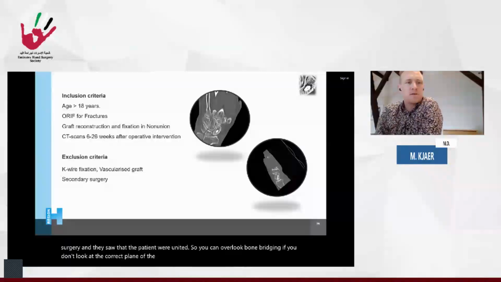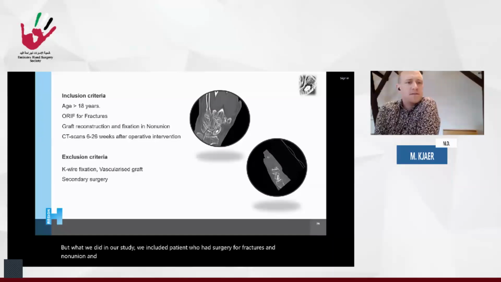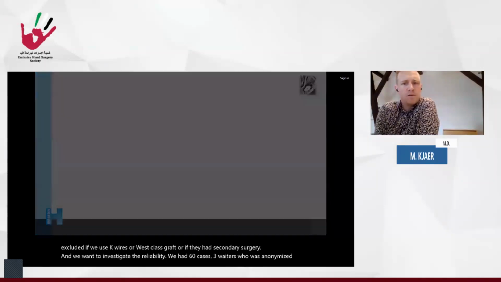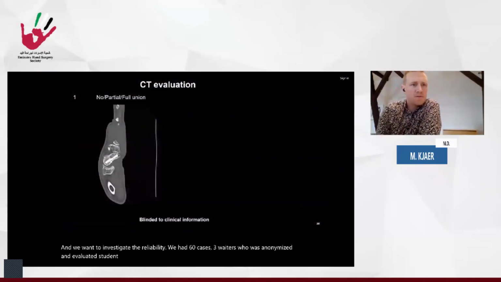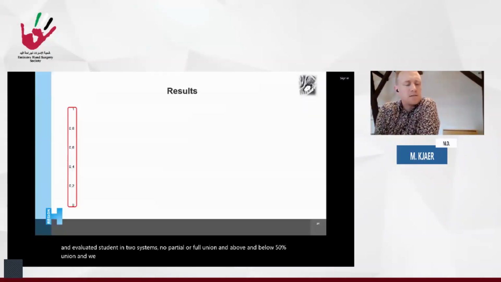But what we did in our study, we included patients who had surgery for fractures and non-union, and who had CT scans 6 to 20 weeks after their intervention. And they were excluded if we used K-wires or vascularized graft, or if they had secondary surgery. And we wanted to investigate the reliability. We had 60 cases, 3 raters who were anonymized and evaluated union in 2 systems: no, partial or full union, and above and below 50% union. And we did Kappa statistics.